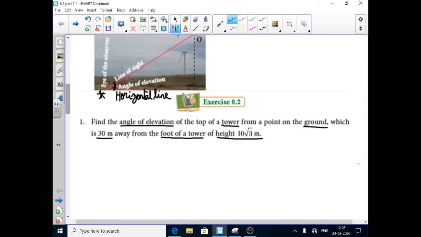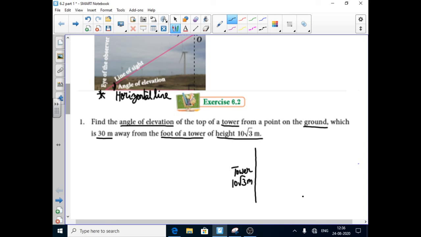The second thing is the object given, the tower. Third is the ground, 30 meter from the ground at the foot of the tower. The height of the tower is 10√3. Now we draw the diagram. We take one tower. This is the ground, and this is the tower. The height of the tower is 10√3 meter.